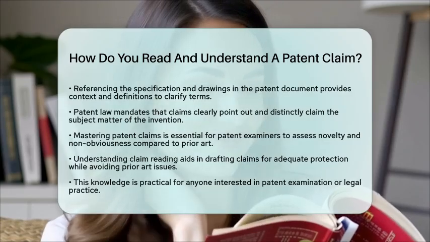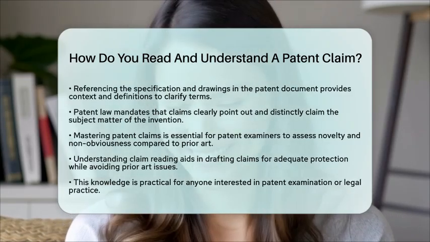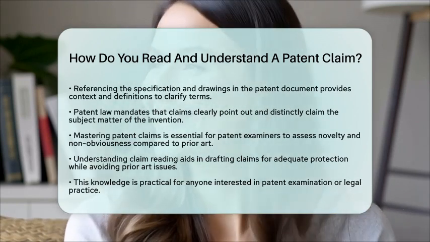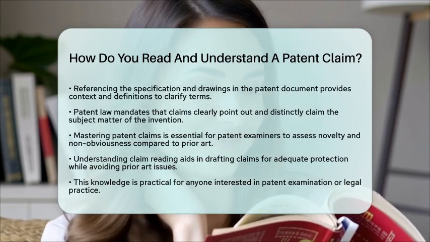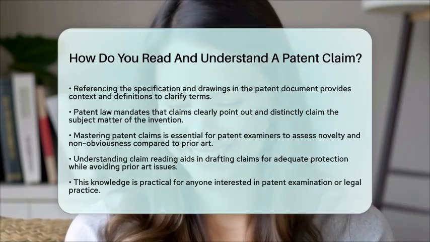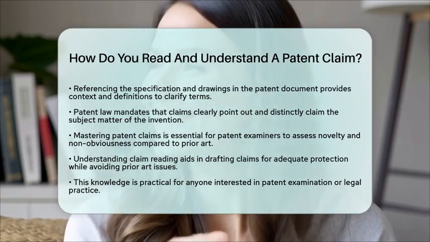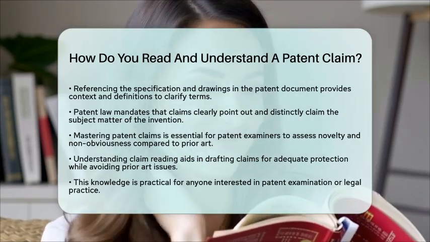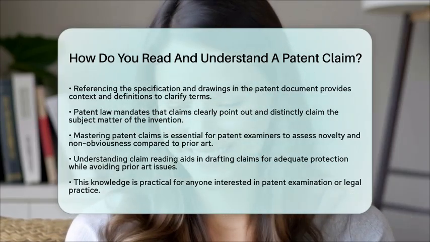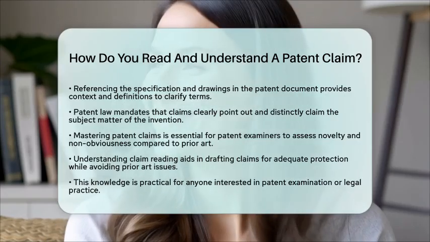Patent examiners analyze claims to determine if an invention is novel and non-obvious compared to prior art. They must interpret claims accurately to assess patentability and ensure compliance with legal standards. In patent prosecution, knowing how to read claims helps in drafting them to be broad enough for protection, yet narrow enough to avoid prior art. It also aids in responding to office actions when claims may need amendments.